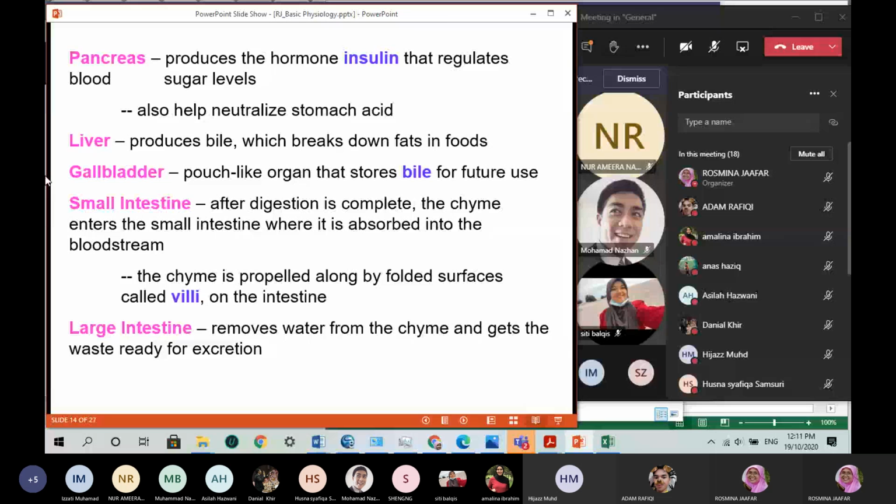Okay, the large intestine is a shorter part of the whole digestive system. The function of the large intestine is to remove the byproduct, the solid waste product.